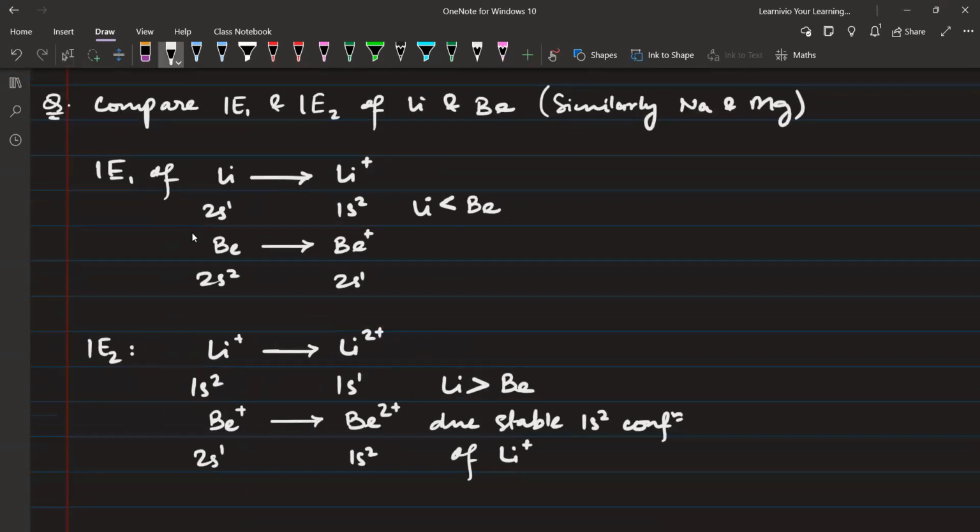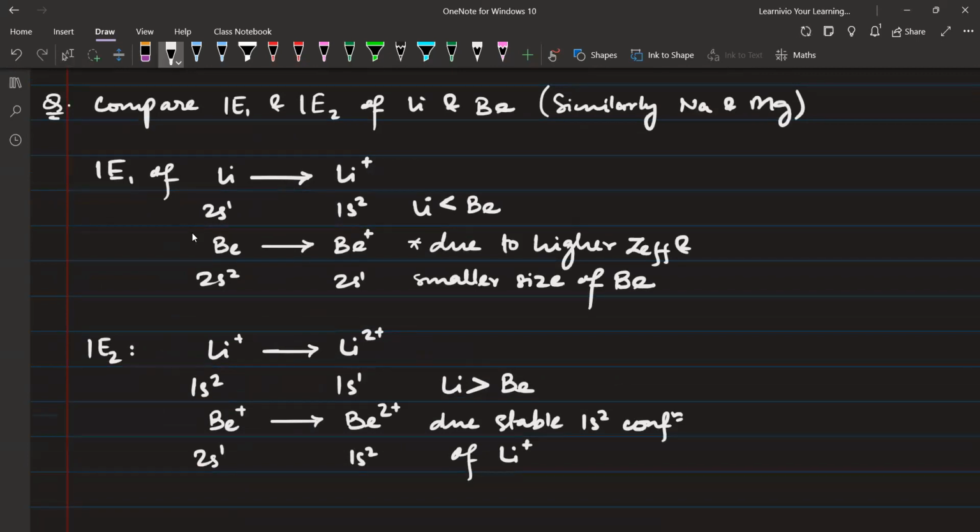You can say that why beryllium is having large ionization enthalpy. This is due to higher Z effective and smaller size of beryllium. Copy this down, raise your hand once you're done.